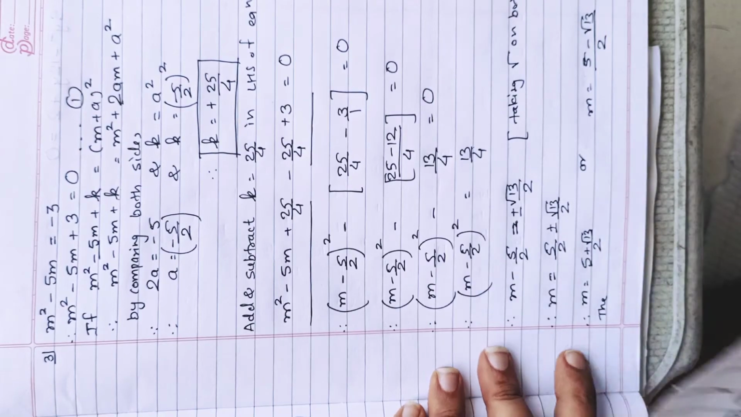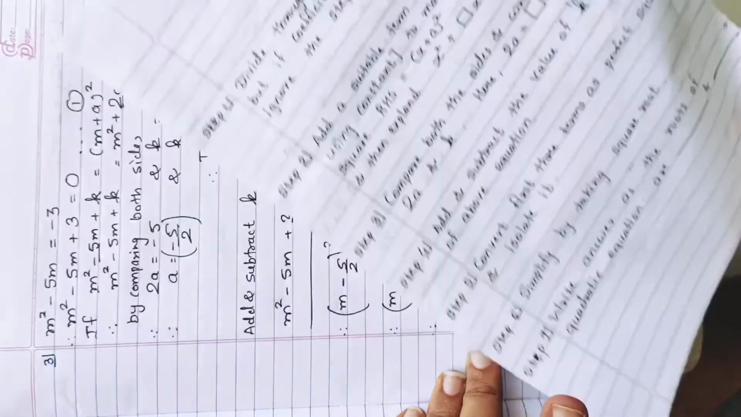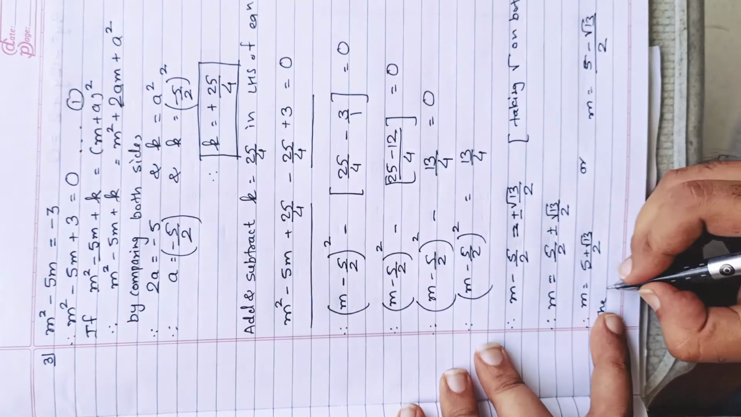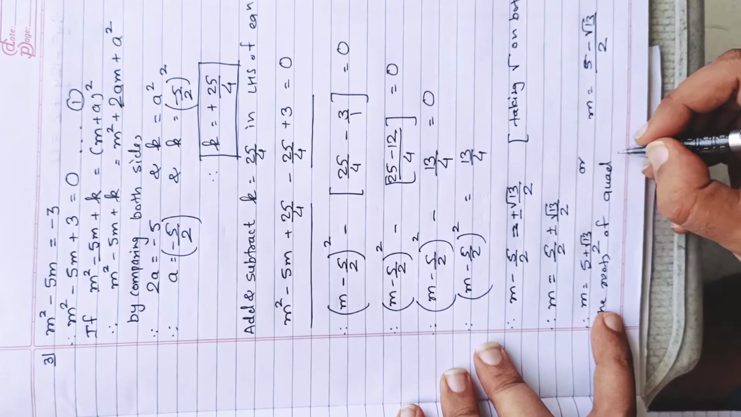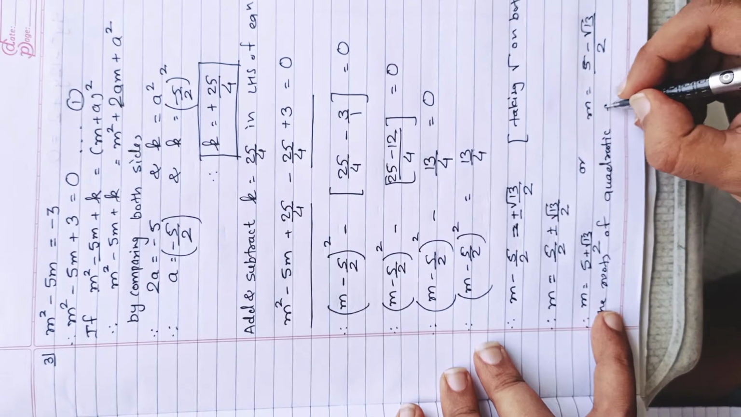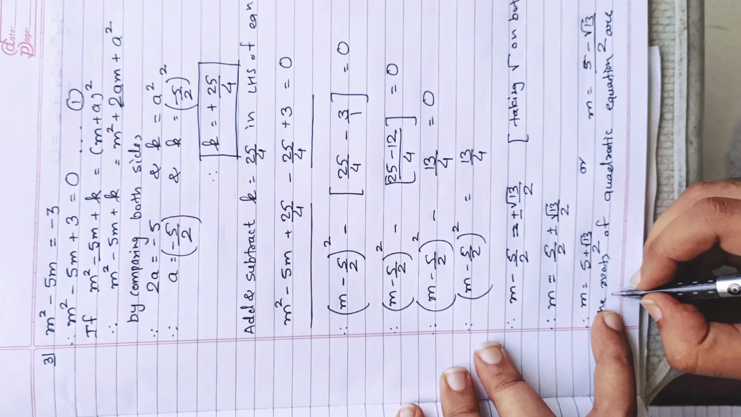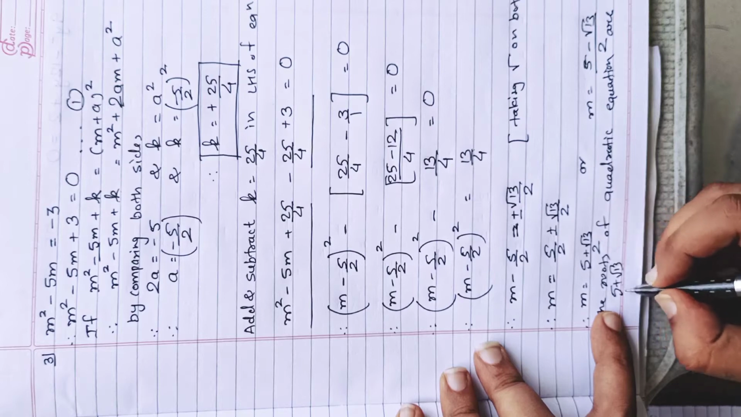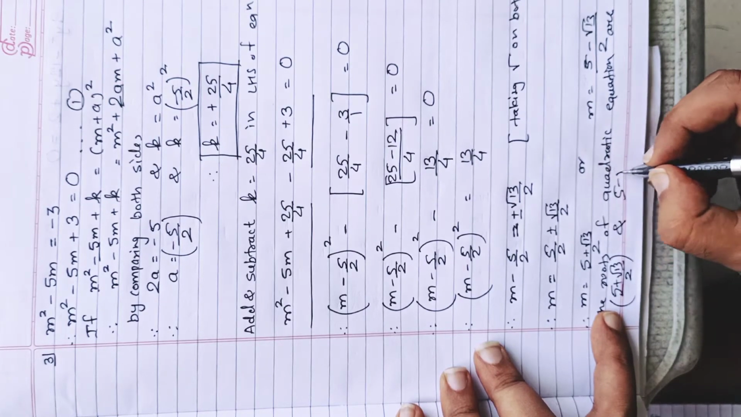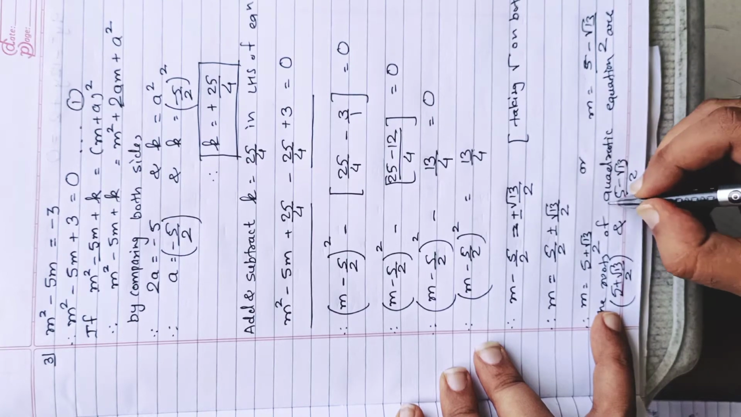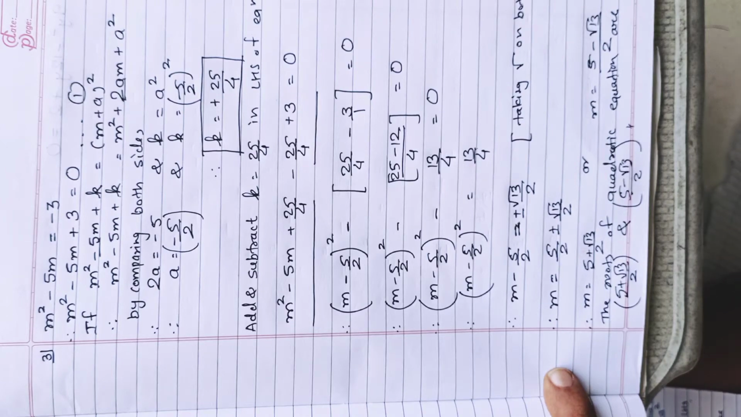what should be the final step? We know the final step is the roots of quadratic equation are dash and dash. So the roots of quadratic equation are 5 plus root 13 upon 2 and 5 minus root 13 upon 2. That's all. And this is the end of sum number 3.